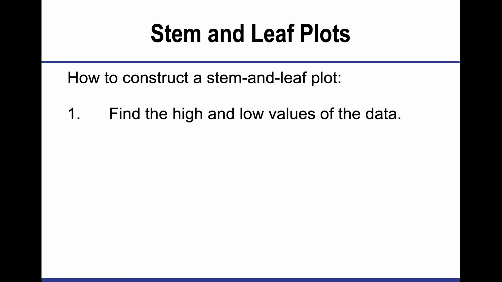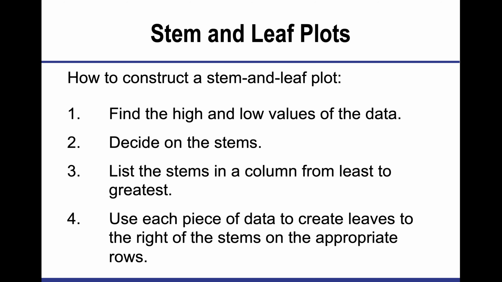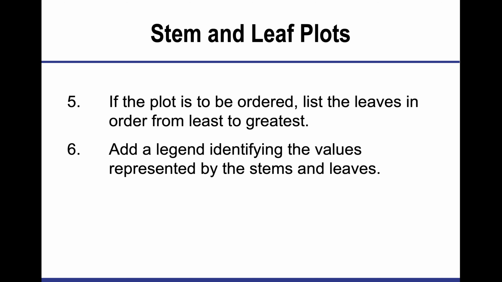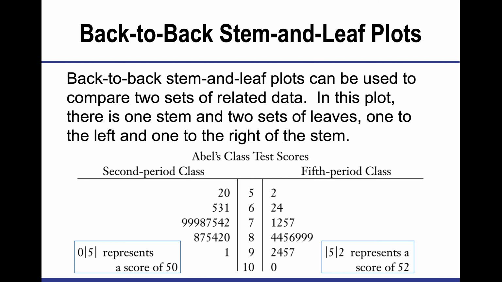How to construct it, we're going to follow some steps. Find the high and low values, decide on the stems, then list the stems in a column from least to greatest, and use each piece of the data to form the leaf on the other side. If the plot has to be ordered, list the leaves in order from least to greatest. Then add a legend so that you can easily identify things. Add a title explaining what the graph is about. As always, a title is so necessary.